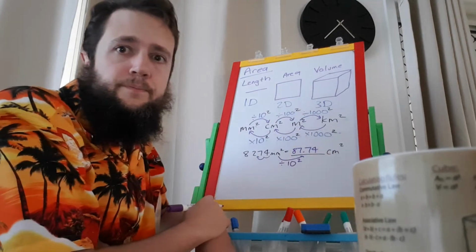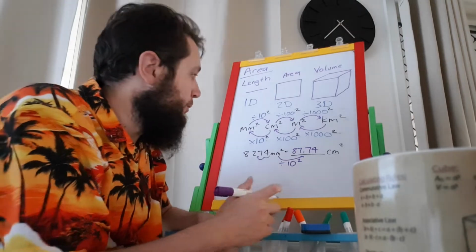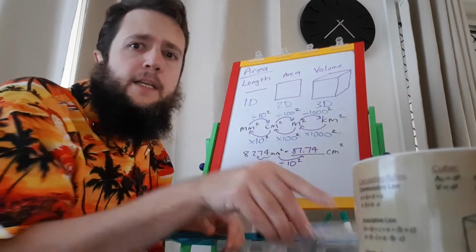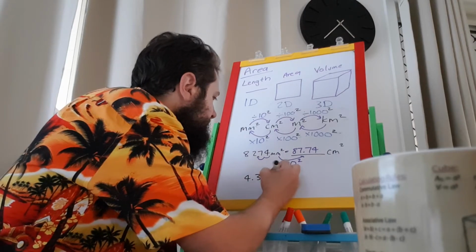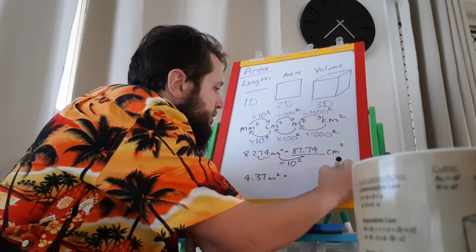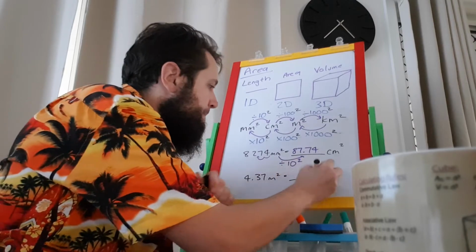87.74. All right, a second example I'll do here quickly is if I had 4.37 metres squared and I want to change that to centimetres squared.